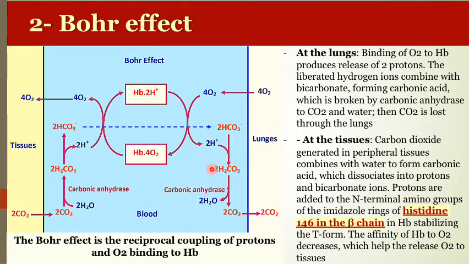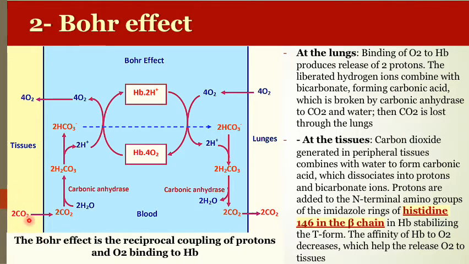Carbonic acid dissociates into carbon dioxide and water. Carbon dioxide will go from the blood to the alveoli, from the capillaries which surround the alveoli, to be exhaled in the expiration when you breathe, to go outside the body. At the tissue, hemoglobin delivers its oxygen to the tissue.